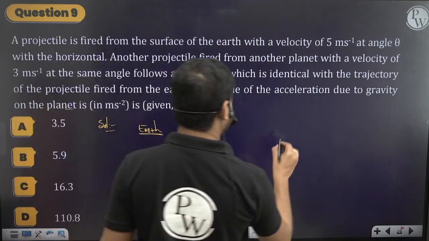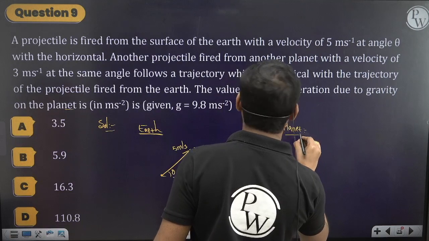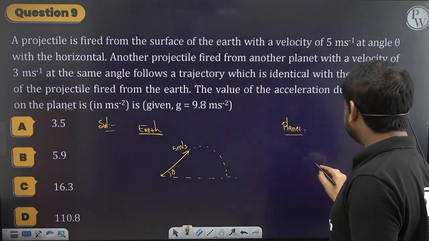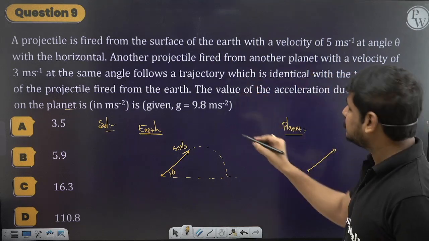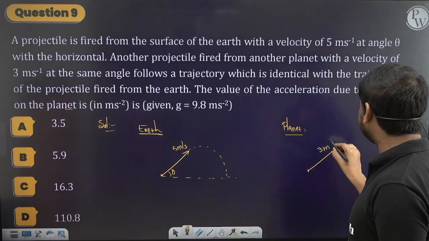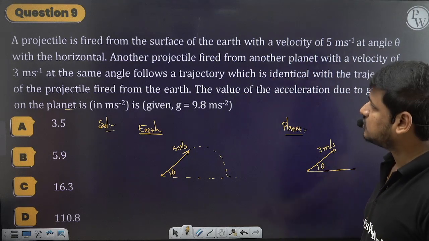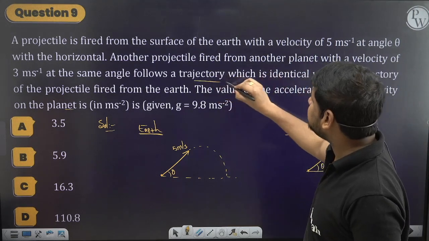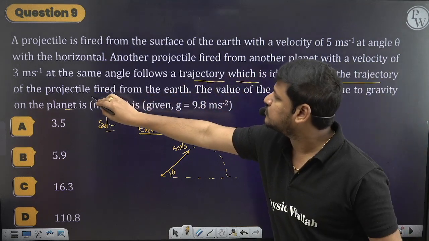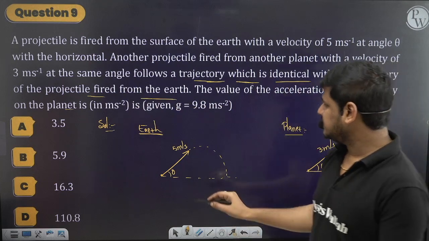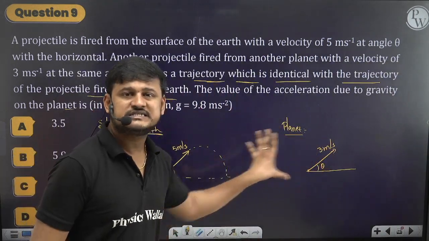Now there is some other planet. Again another projectile is fired here with a speed of 3 meters per second at the same angle. So here and here the angle is going to be the same, theta, yes or no? And it follows the same trajectory, the trajectory which is identical with the trajectory of the projectile fired from the earth. So that means the trajectory equations, both are the same, they are saying.